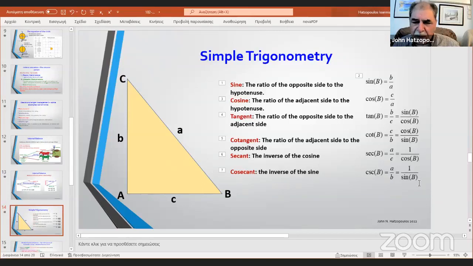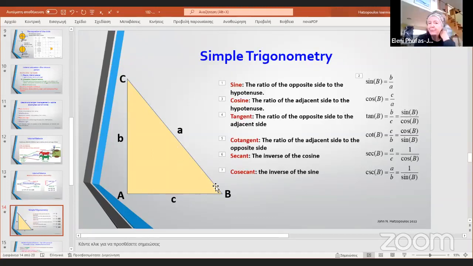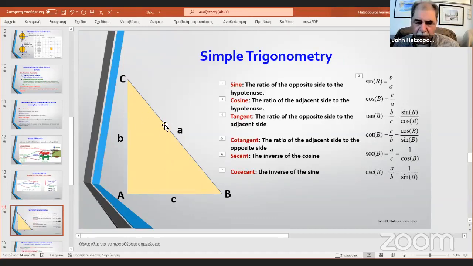How are they defined? The sine of any angle theta, if you have an orthogonal triangle, is equal to the opposite side B over the hypotenuse. The cosine of the same angle theta is the adjacent side over the hypotenuse. And if you have any angle where you don't have a triangle, you can just take a perpendicular from any point here to there, measure these two lengths and get the sine and the cosine. So it's very easy to do.